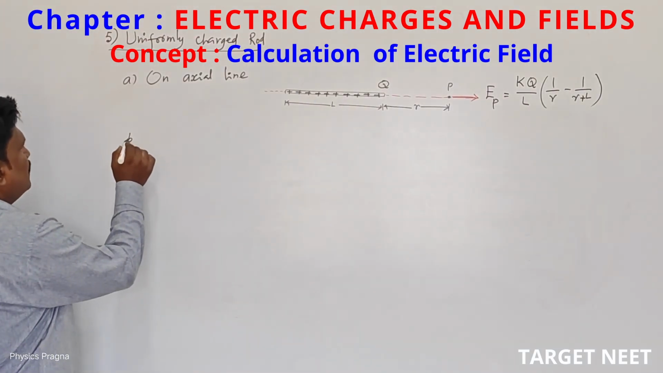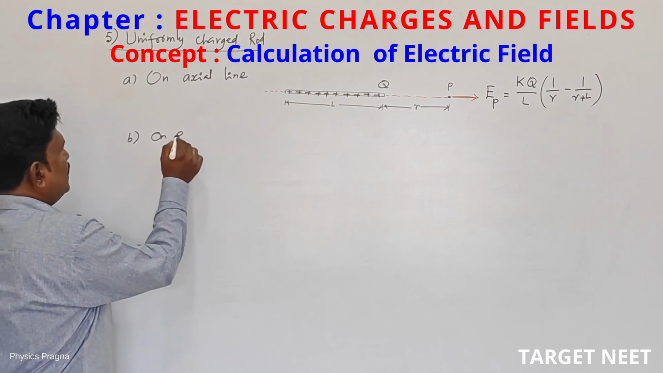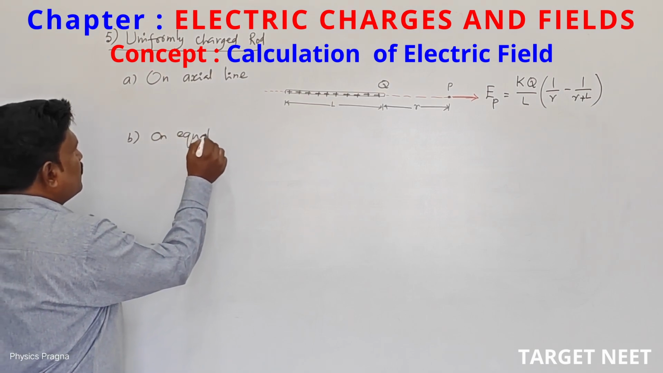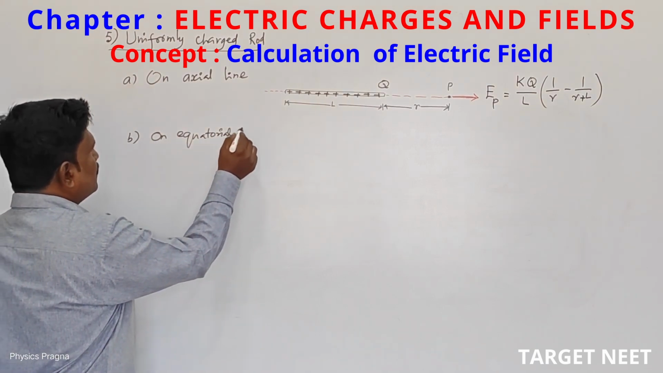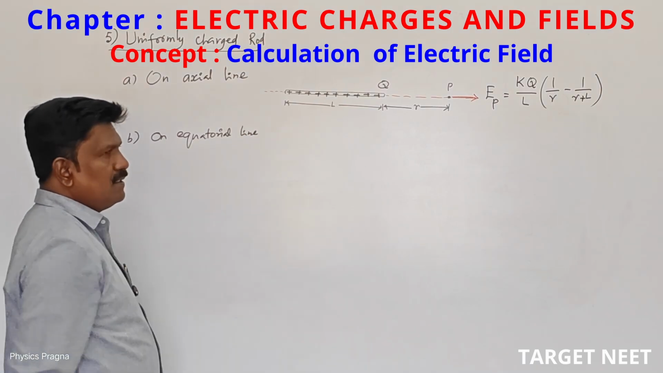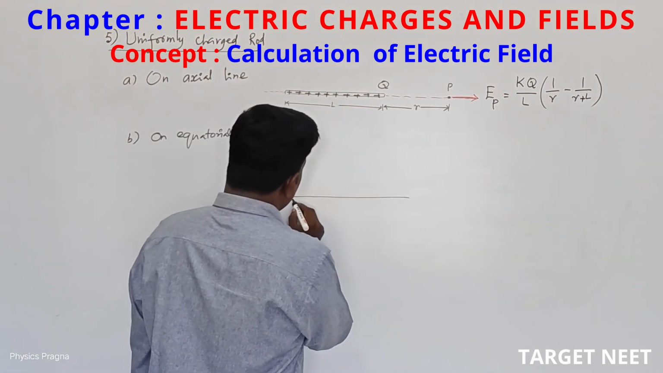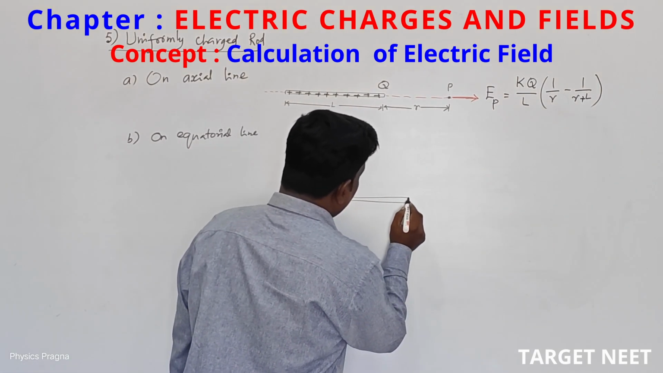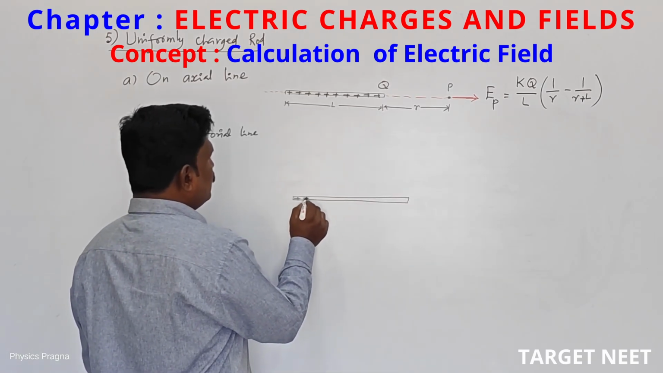Next, on the equatorial line, this is a conductor, a rod, it is uniformly charged.